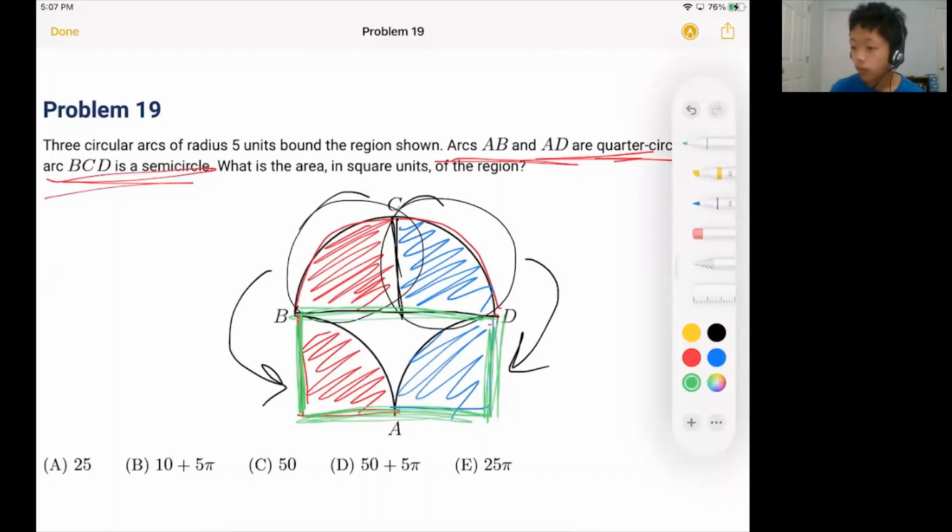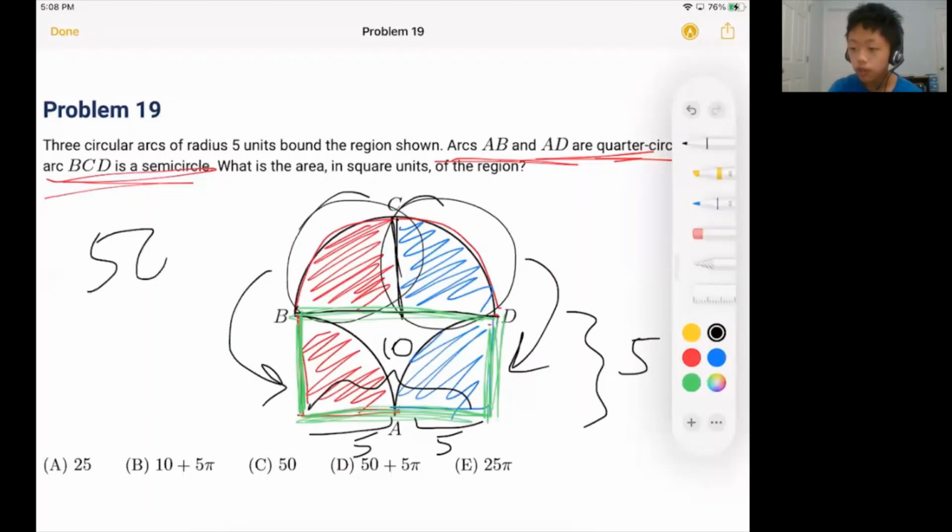We know that the radius of these quarter circles and the semicircle are all 5. So this length here is 5, this length is 5, and this length is 5. Basically, all we have to do now is find the area of this rectangle. This entire thing has length 10. So the area of the rectangle is 5 times 10, which gives 50 as the correct answer. That would be choice C, and we'd be done.